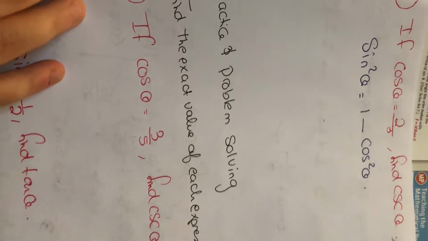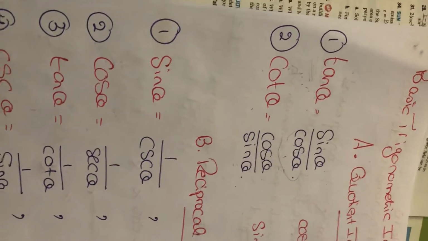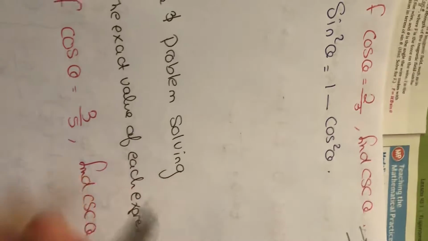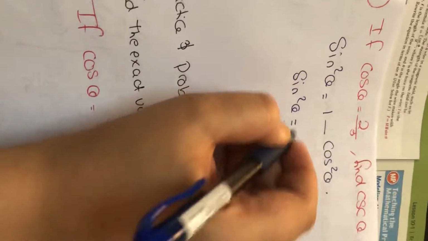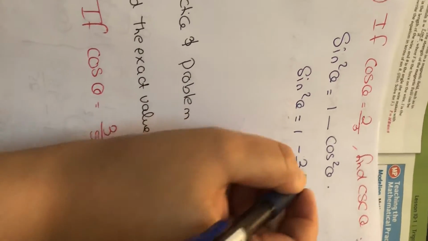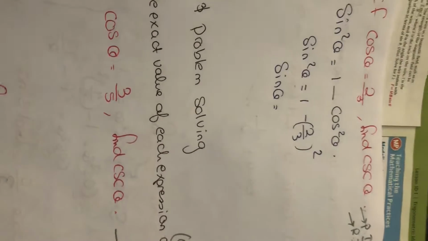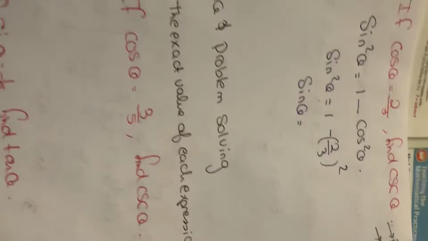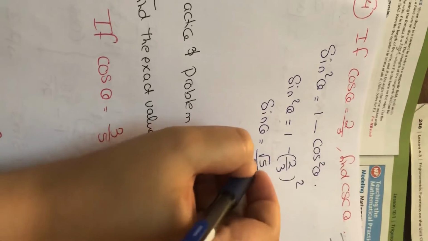So sine squared theta is equal to 1 minus 2 over 3 squared. If you root the answer, you will get sine theta as, you have to have a calculator with you, right? Sine theta will equal root of 5 over 3.